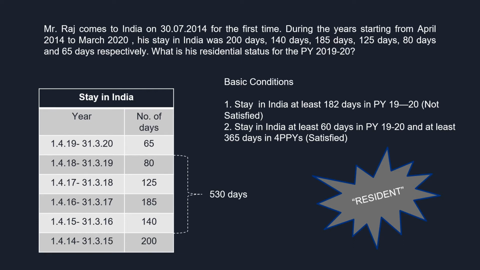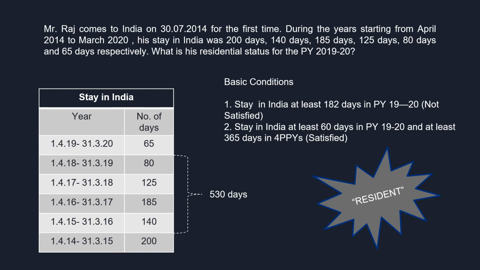So, we need to check the second basic condition. The second basic condition is stay in India for at least 60 days in the previous year, which is 19-20, and at least 365 days in 4 years preceding the previous year. From the table, we understand that in the previous year 19-20, he has stayed for 60 days. So, the first half of the second condition is satisfied, and he stays for 530 days in the 4 years preceding the previous year.